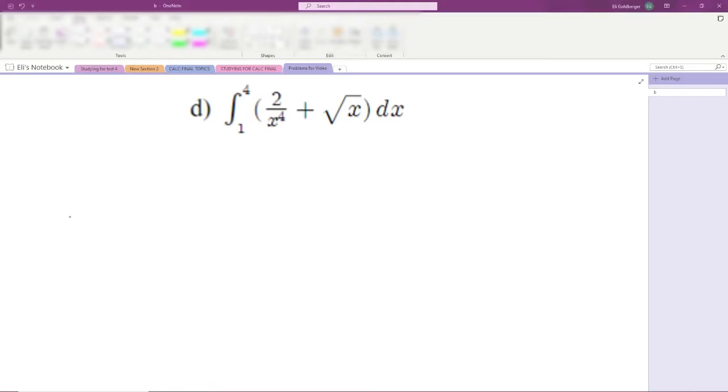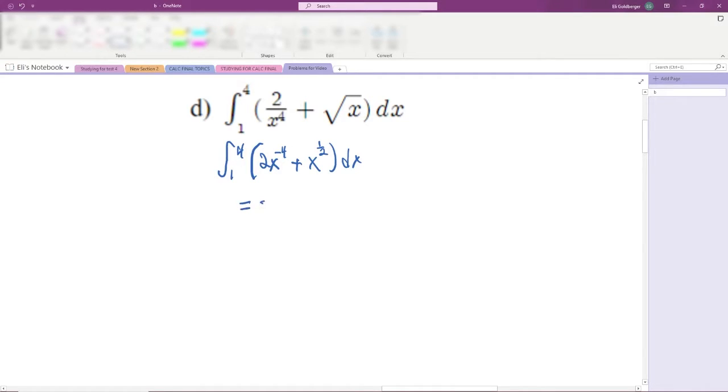Okay, this is 18D. So for this one, we're going to want to rewrite this to make it simpler when we integrate. So we'll rewrite this as 2 times x to the negative 4th degree plus x to the 1/2 dx. Because now when we integrate this, it'll be a lot easier.